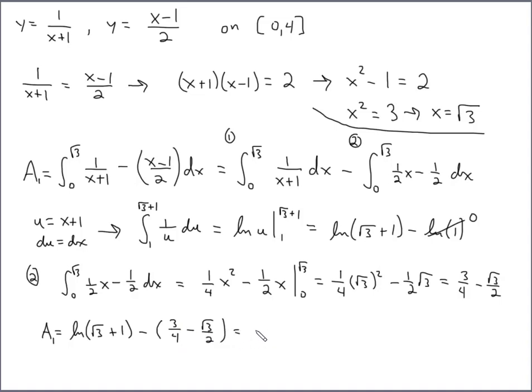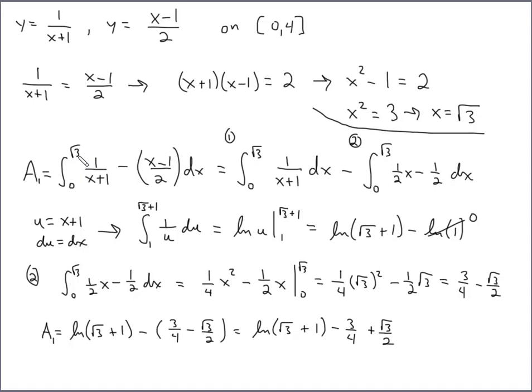If we distribute that, we'll get, let's see, an ln root 3 plus 1 minus 3/4 plus root 3 over 2. Okay, so that's the first part. That's where we have the sort of nonlinear function on the top and then the linear function below. Then we still have another integral.